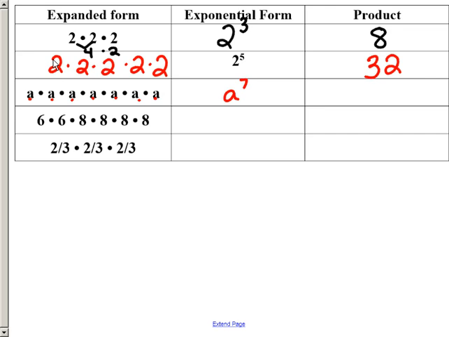We can't actually find the product here because we don't know the value of a. But if I said a is 8, then you would do 8 times 8 times 8 times 8 times 8 times 8 times 8, which would be a pretty big number. So we're not going to do that.